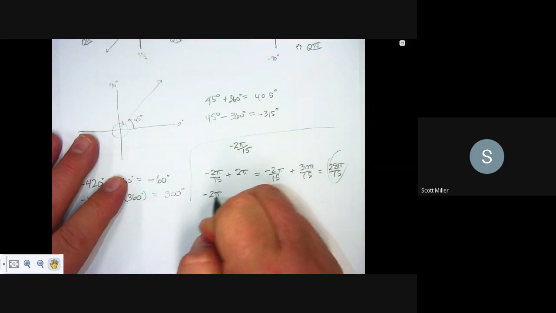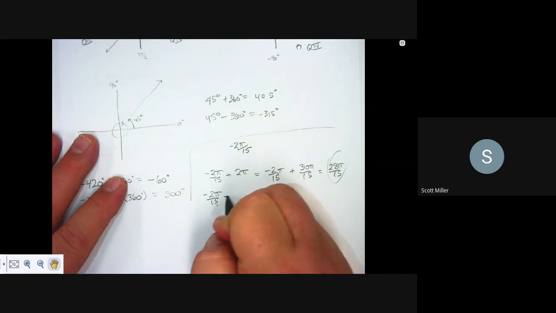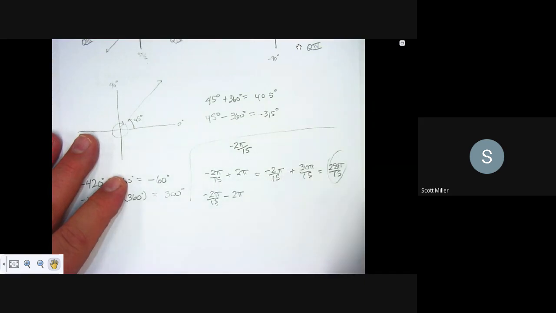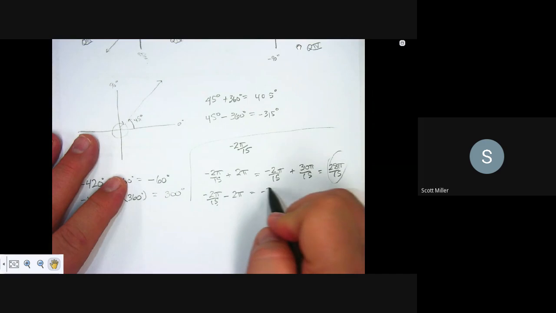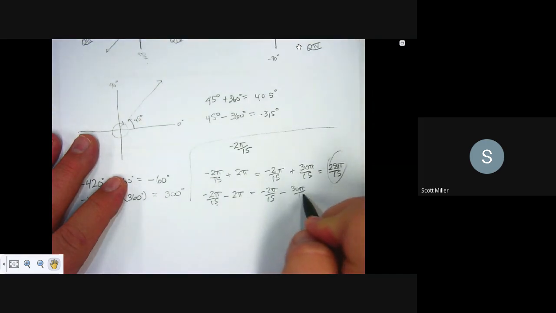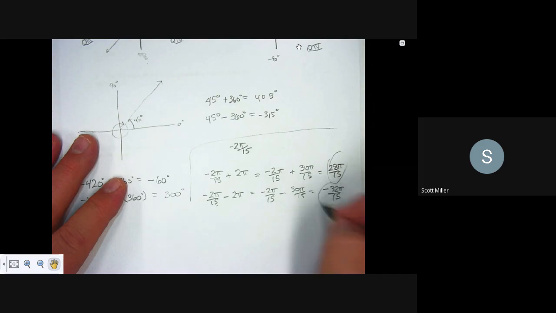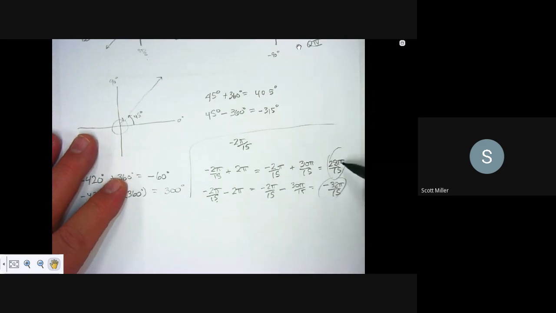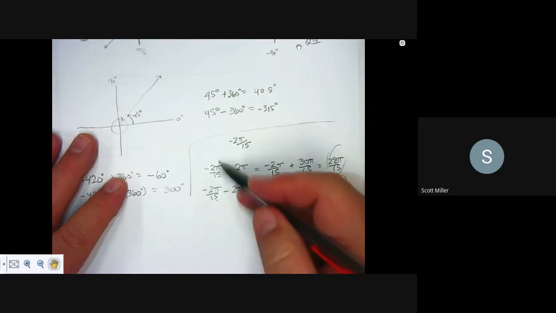Just like for the degrees, how do I get a negative one? Well, subtract 2 pi. So I have negative 2 pi over 15 minus 30 pi over 15, which gives me negative 32 pi over 15. Again, can I reduce this? The answer still is no. So here's one positive and one negative that are coterminal to this angle right here.